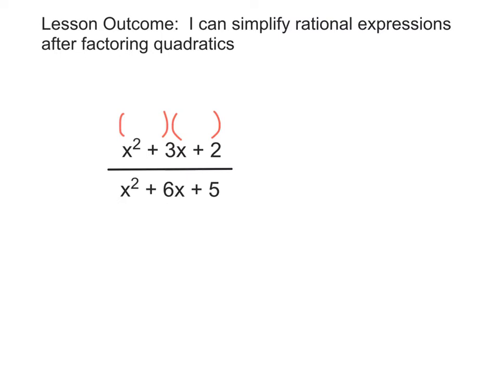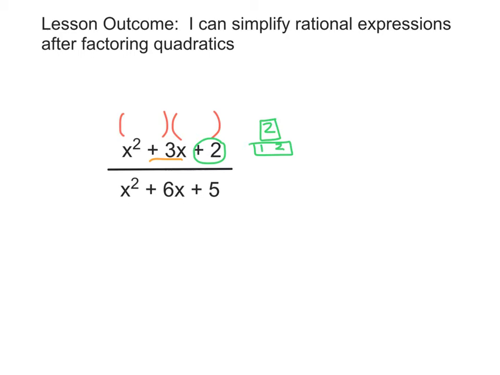So we always take that C term. Remember C? C is this term right here. We always take that off to the side and think about what are the factors of 2. Well, 1 times 2 is 2, and that's the only factors. And then we have to decide which of those factors adds up to our middle term. Hopefully you remember this process. Our middle term of 3x, or 3 in this case, positive 3. Well, 1 plus 2 is 3, so those are the factors we're going to use.